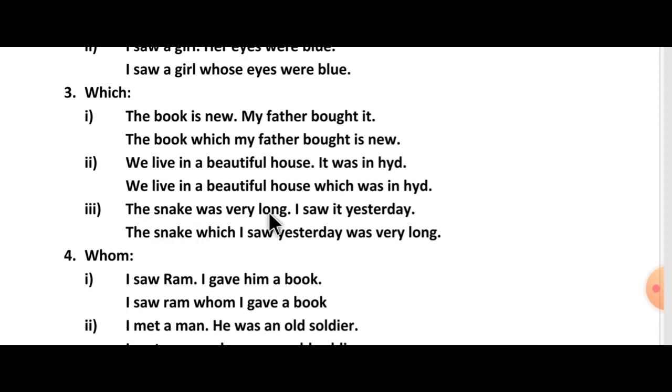Third one: the snake was very long. I saw it yesterday. Here, first sentence the snake, second sentence it. These two are related words. You have to remove it and use which. At the same time, you have to make the second sentence a clause. To make the sentence a clause, you have to use a relative pronoun in the beginning of the sentence. So the clause is which I saw yesterday. You have to use this entire clause after the related word in the first sentence, the snake. So the answer is: the snake which I saw yesterday was very long. Hope all of you understood how to combine with which also.